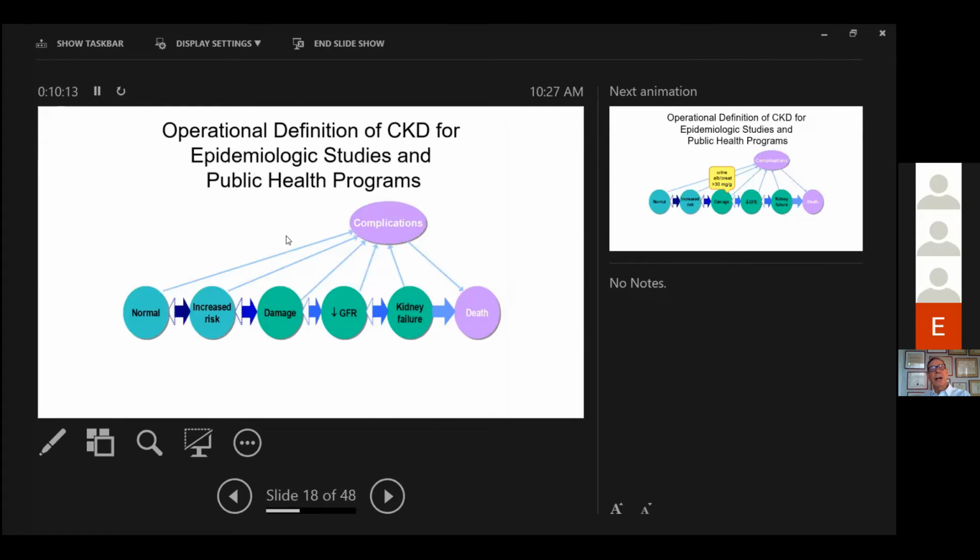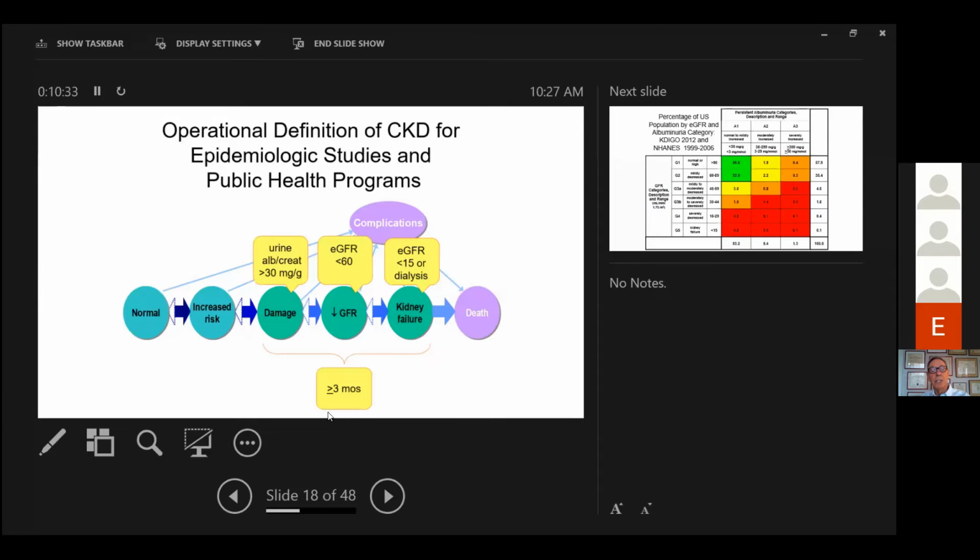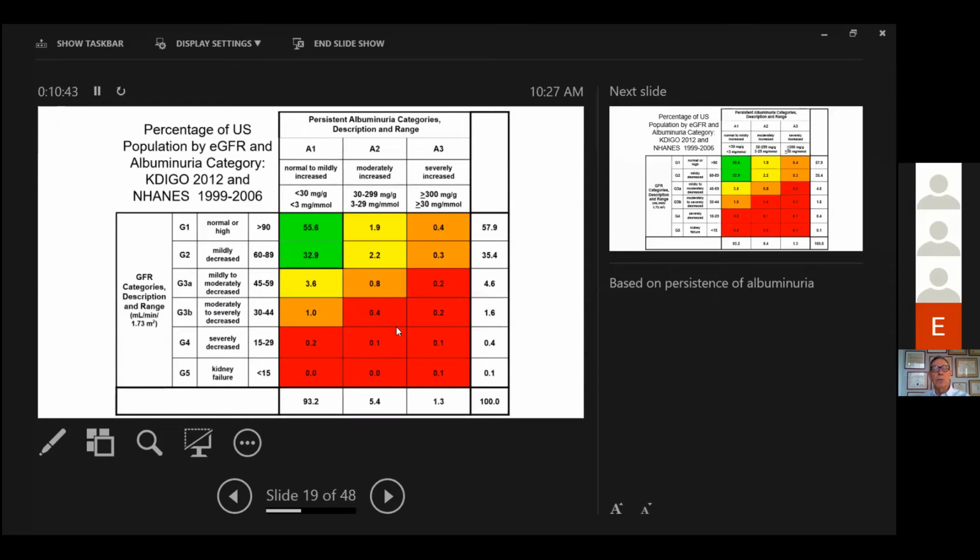This led us to have operational definition of CKD for epidemiologic studies and public health programs. We called kidney damage ACR greater than 30, an estimated GFR less than 60 for decreased GFR, and eGFR less than 15 or dialysis. And we retained the 3 months definition, but in epidemiologic surveys, this is often not applied because repeat measurements are not available over 3 months.